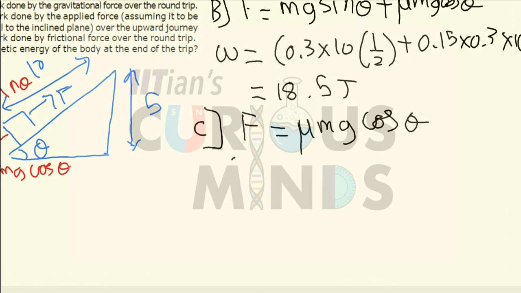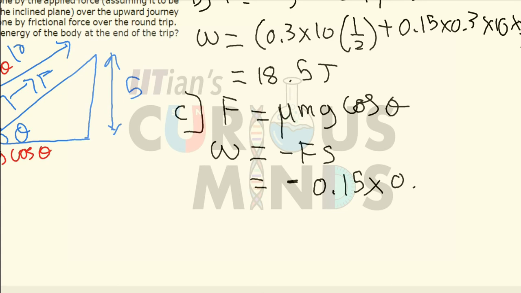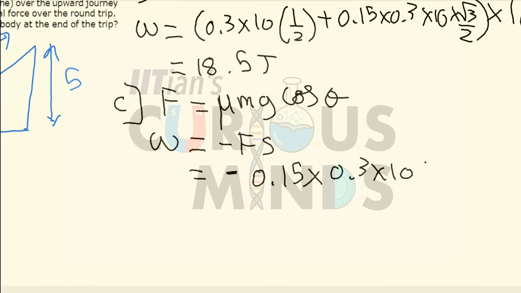The work done by the frictional force will be equal to minus F into S, because the force and the displacement are in opposite directions. Now it will be equal to mu, which is given as 0.15, into mg cos theta, where m is 0.3, g is 10, and cos theta is root 3 divided by 2, into displacement, which is equal to 10.